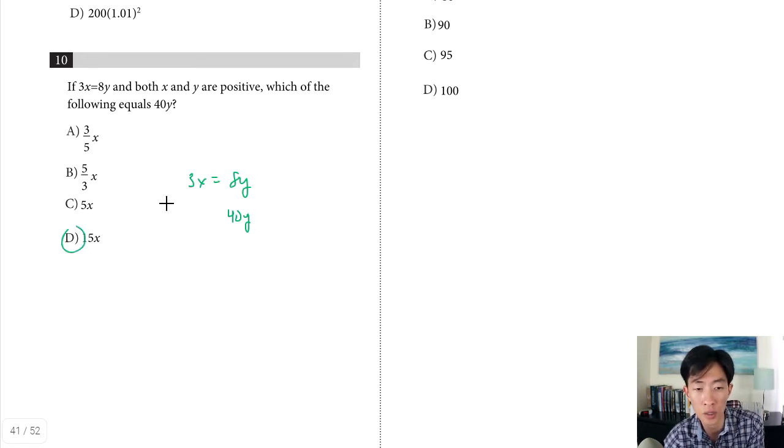You could also do this more formally by setting this up as a proportion. Let's just put our unknown here. Cross multiply: 3x times 40y is going to be 120xy. Then you divide by 8y, and you're going to get 15x as the quotient, and that's what's going to belong there. So either way you do it, both are correct, whatever is easier for you.